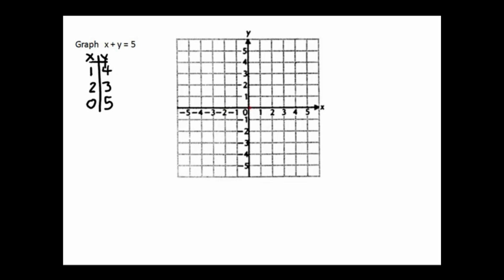First we'll do 1, 4. Let's start at 0, 0. We'll go over 1 on the x and up 4 on the y. 1, 2, 3, 4, and we'll make a point. Then we'll go back to 0, 0. We'll go over 2 on the x and up 3 on the y, and we'll make a point. Back to 0, 0. It says don't go over for x, but go up 5 for y, and we'll make a point. We'll connect the points to draw our graph, which is the picture of the solution set of the equation x plus y equals 5.